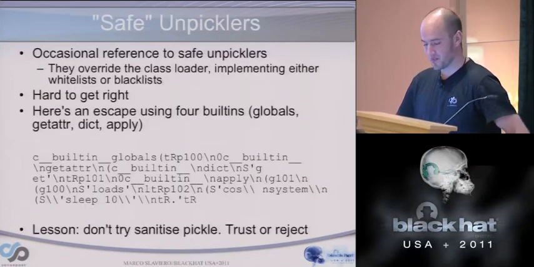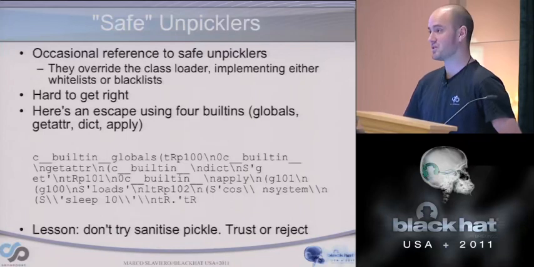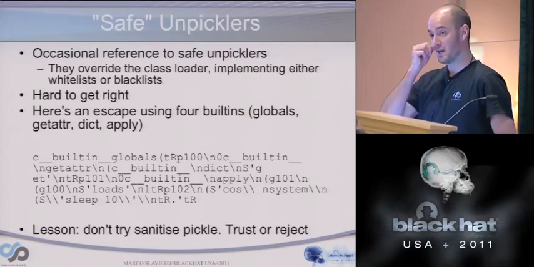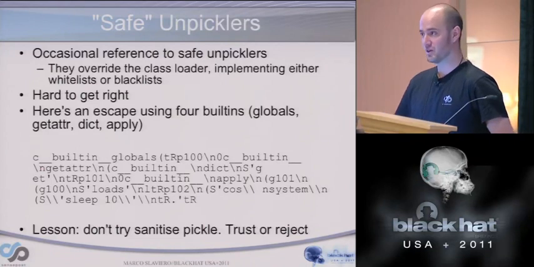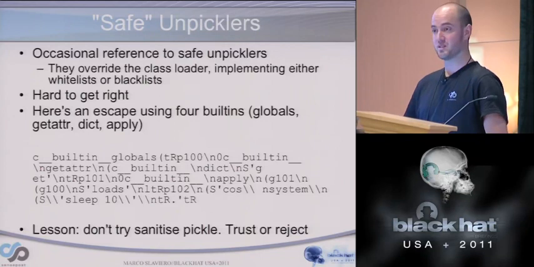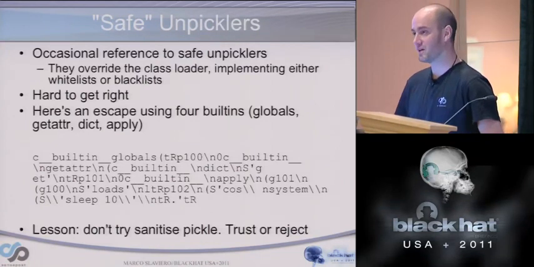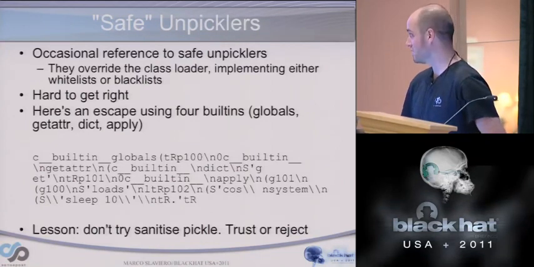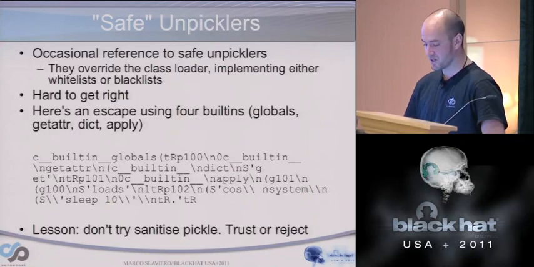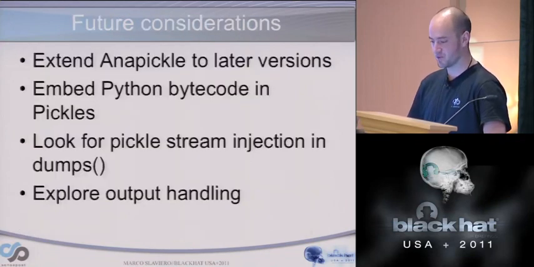I will put in one slide here about unsafe picklers. You may have read of the idea of subclassing a pickle in order to whitelist or blacklist what gets loaded. All I want to leave you with is that it's really hard to do properly, because it's possible to escape an unsafe or a safe unpickler using four built-in methods. There's some shellcode that will get you out of a supposedly safe unpickler. So don't try and sanitize; either trust or reject.